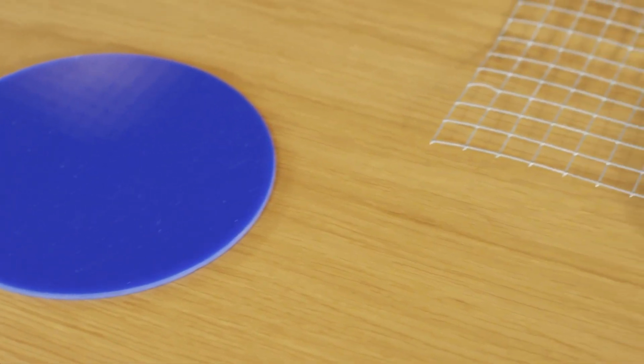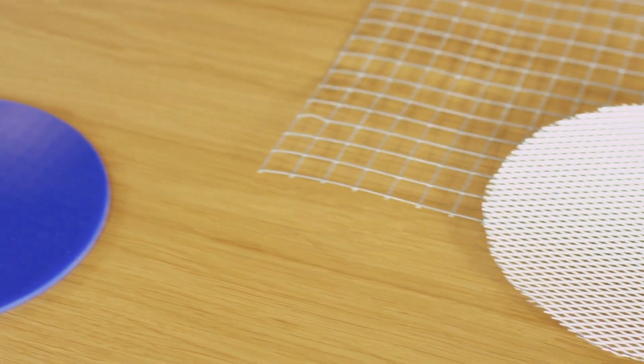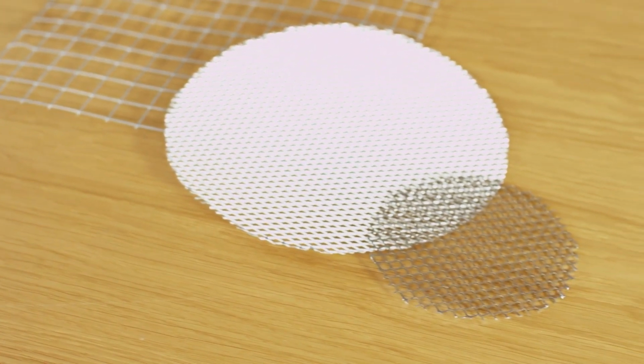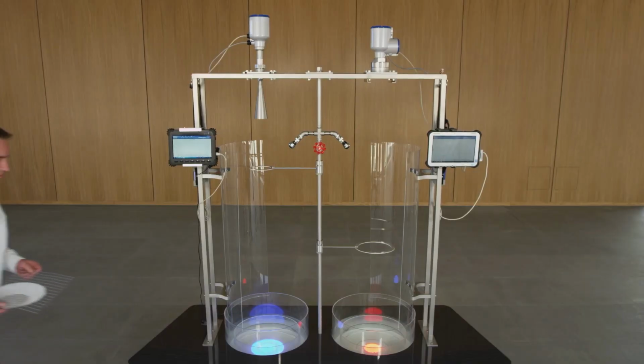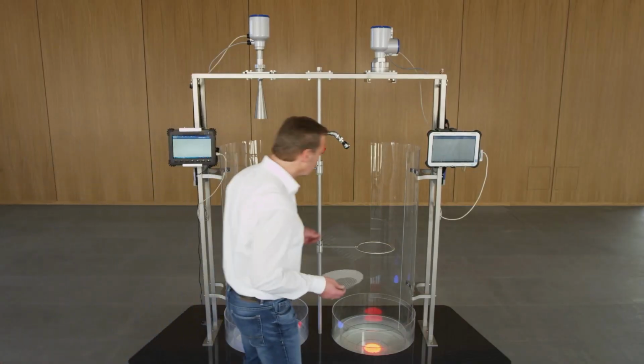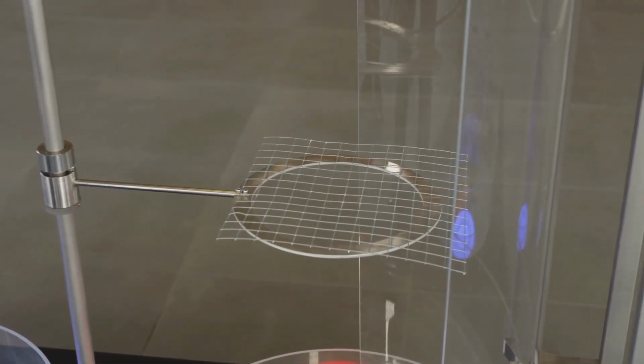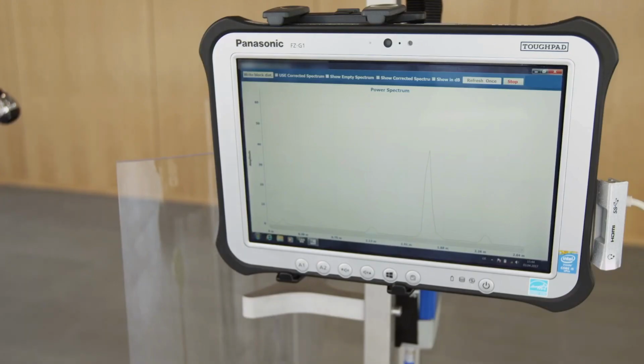Besides measuring through non-conductive tank walls, it is also possible to measure through metallic grids and sieves. In order to show this, first a coarse grid is placed on the lower of the two rings. In the signal spectrum, the interference in the reception signal is weakly recognizable, but has no influence on the reliable detection of the product surface.